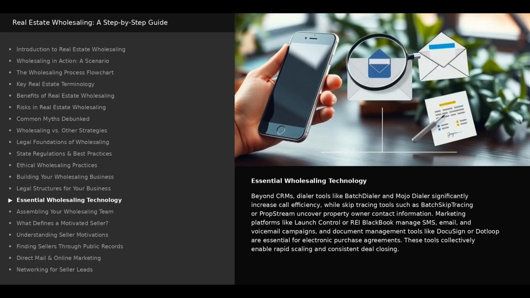Beyond CRMs, dialer tools like Batch Dialer and Mojo Dialer significantly increase call efficiency, while skip tracing tools such as Batch Skip Tracing or PropStream uncover property owner contact information. Marketing platforms like Lodge Control or REI Blackbook manage SMS, email, and voicemail campaigns, and document management tools like DocuSign or Dotloop are essential for electronic purchase agreements. These tools collectively enable rapid scaling and consistent deal closing.